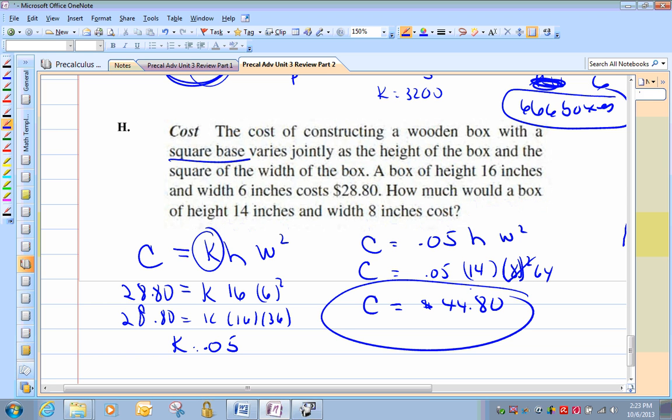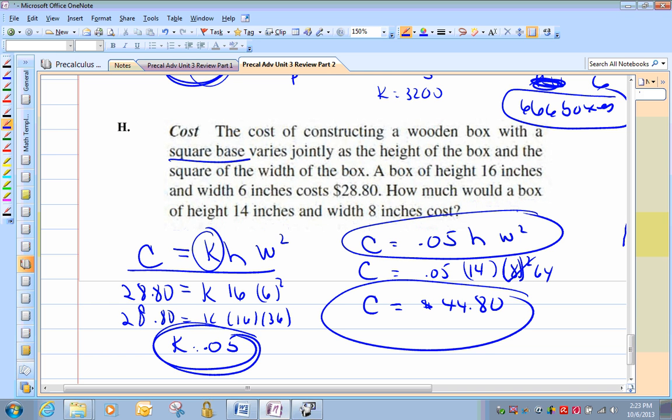So notice on all of these variation problems, you need to set up your problem, and then you need to solve for K, and then you need to set the model up. So we had the problem, we solved for K, we wrote the model, then used the model to find our answer. So there are multiple steps there. But if you practice this, you'll understand the process, and I think you'll do great.